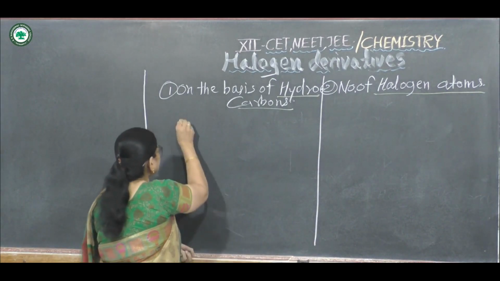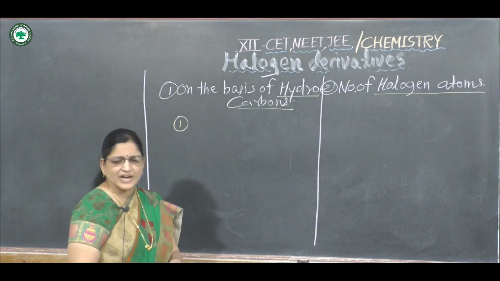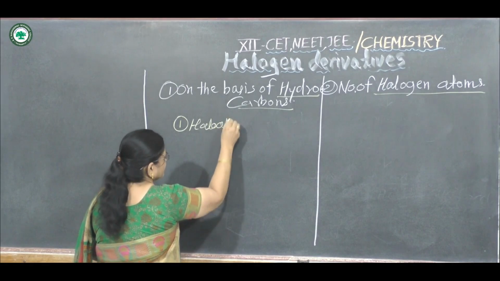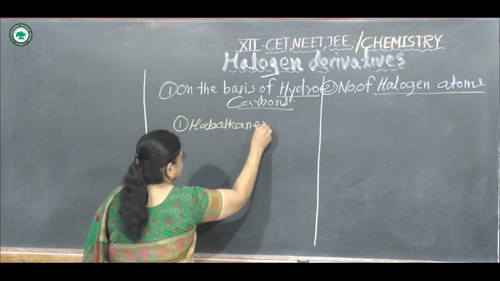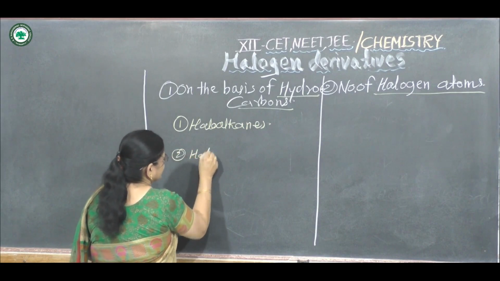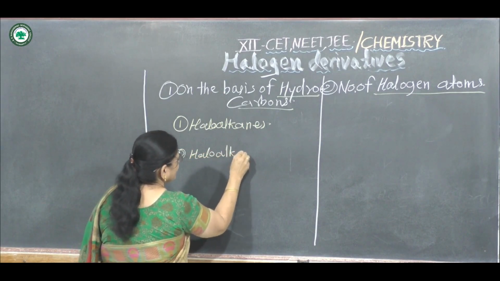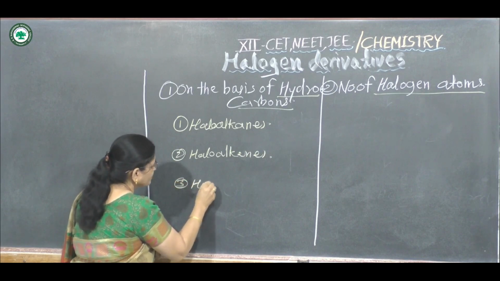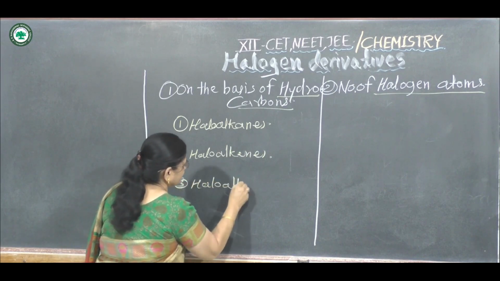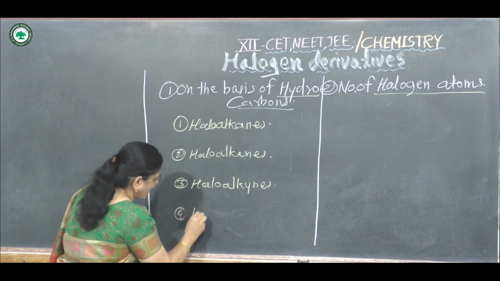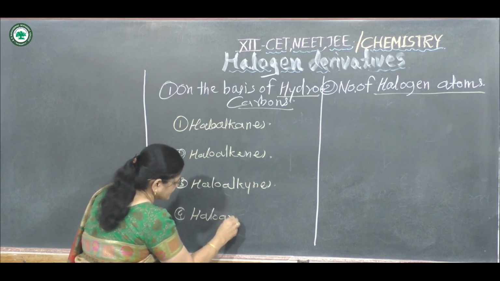On the basis of hydrocarbons, these are classified as: first one, haloalkanes; second one, haloalkenes; third one, haloalkynes; and fourth one, haloarenes.